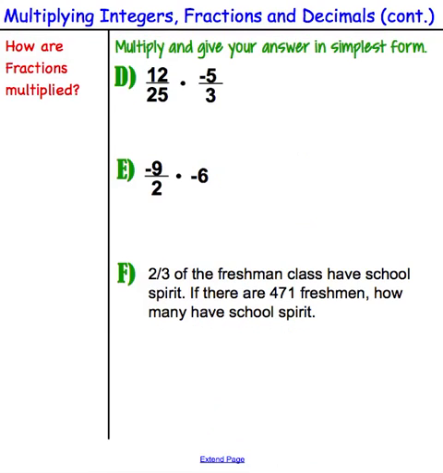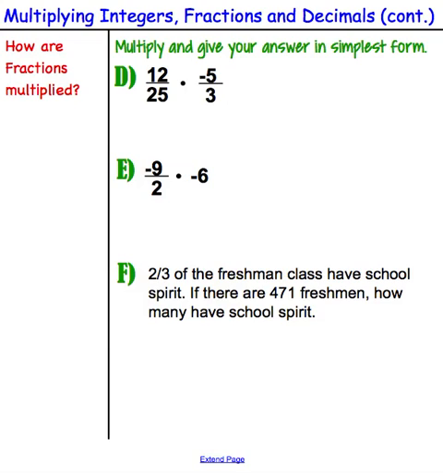Now going back to these problems, looking at 12 over 25 times -5 over 3, I don't want to multiply those big of numbers. The nice part about multiplying is with multiplying only, you can simplify before you multiply. So what I'm going to do is look at something in the top and something in the bottom that have a common factor.